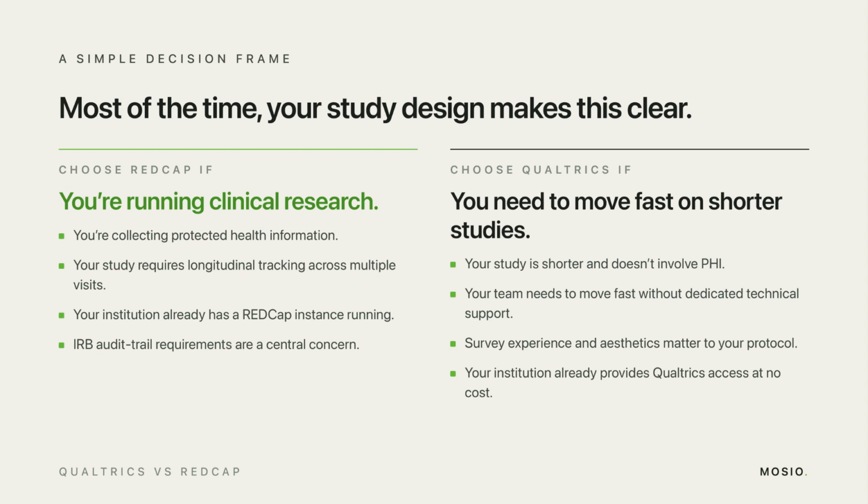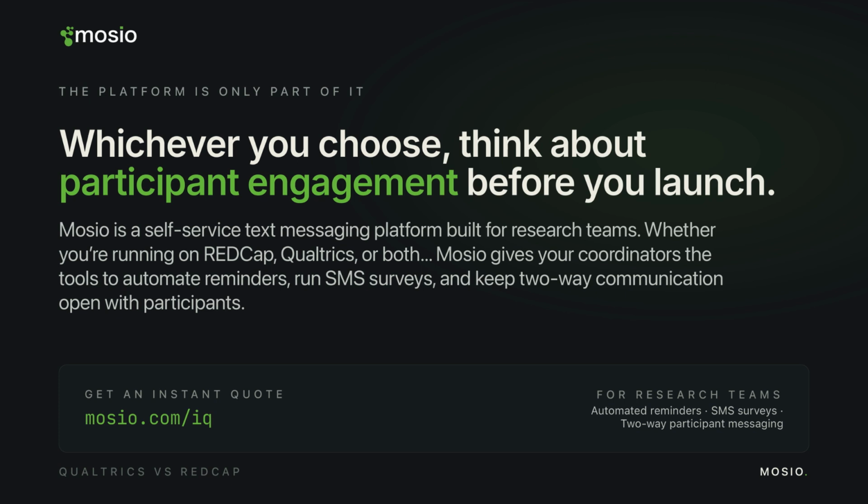Choose Qualtrics if your situation sounds more like this. Your study is shorter and doesn't involve PHI. Your team needs to move fast without dedicated technical support. Survey experience and aesthetics matter to your protocol. Your institution already provides Qualtrics access at no cost. For large-scale clinical trials, REDCap is the stronger fit. For shorter, faster-moving studies where ease of use matters more, Qualtrics covers a lot of ground.